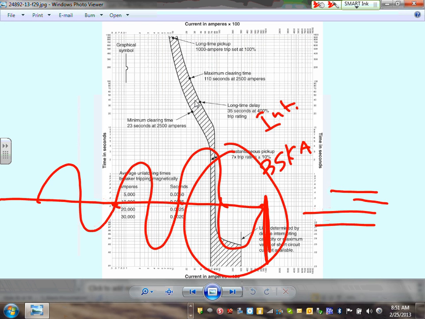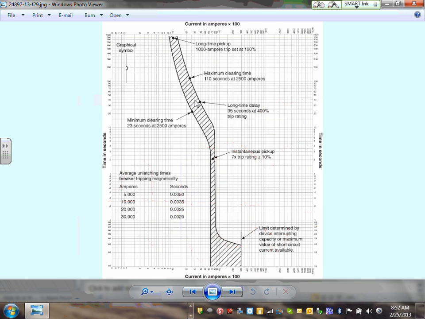Any comments, guys, any questions about how this works? If you graduate from Dunwoody without understanding this, we cheated you. So the higher the current, the lower the time. Let me take an example. Look at this right in here, guys. I'm going to take it right all the way down here. And from here to here is the clearing time.